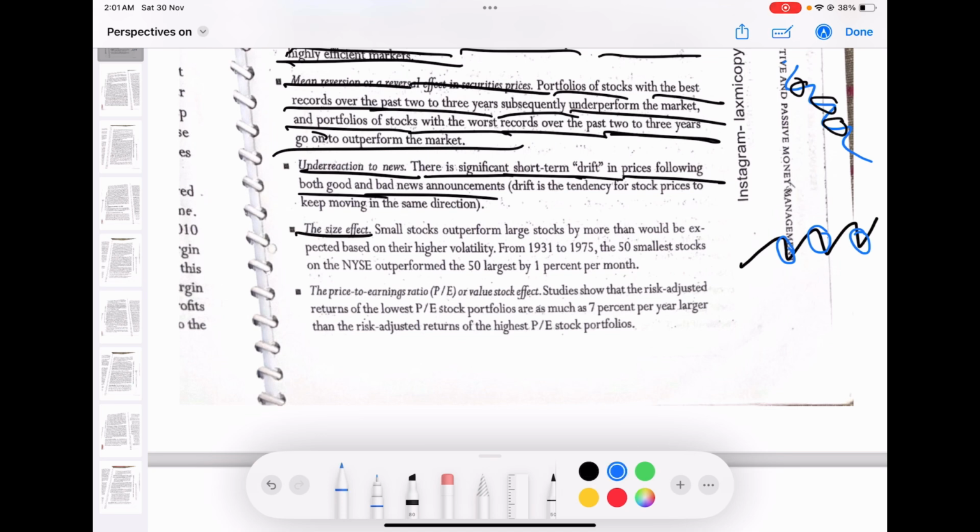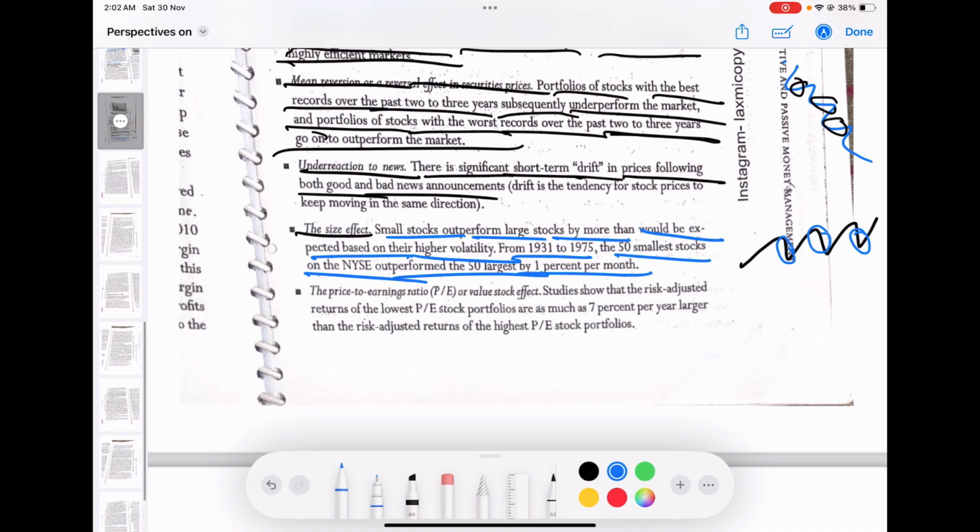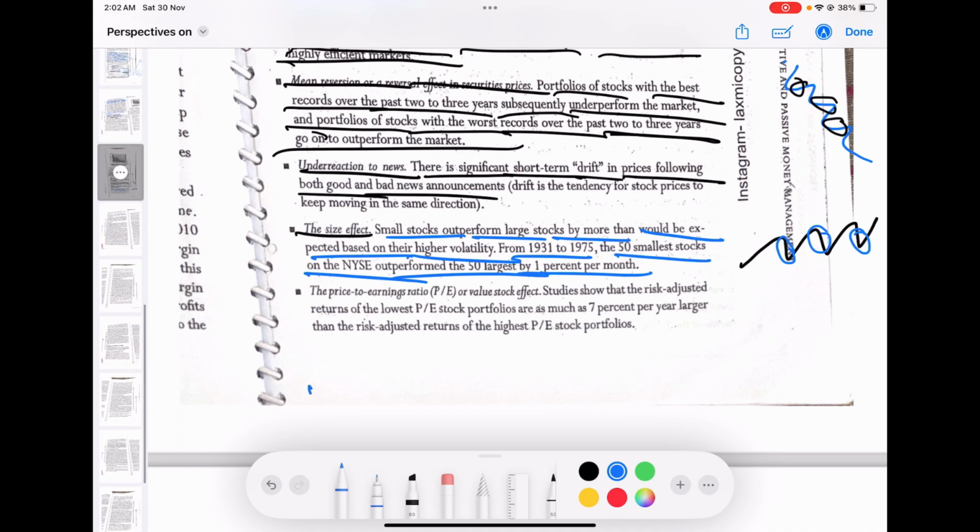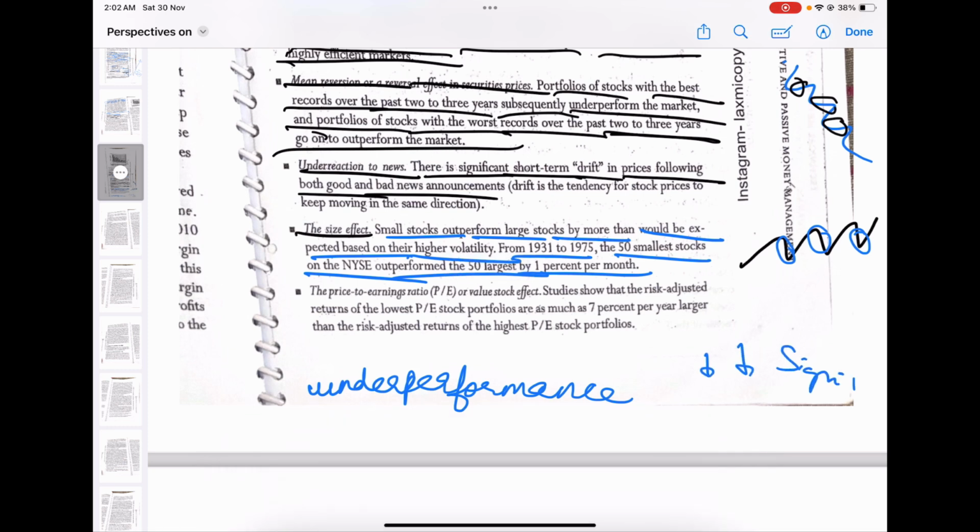Then we have the size effect. Small stocks outperform large stocks by more than would be expected based on the higher volatility. From 1931 to 75, the 50 smallest stocks outperformed the 50 largest. So small caps do outperform the large cap stocks, but you also need to understand that when it comes to underperformance, small caps also underperform much, which means they have a significant drop as compared to the large caps.